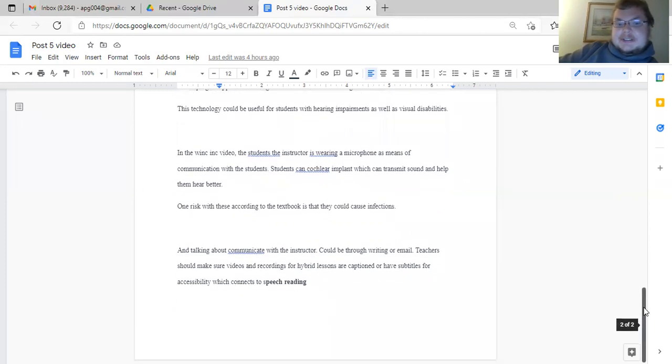A strategy the textbook recommends is speech reading, which is pretty much lip reading. Students pay attention to how someone talks, how they're using their mouth, how their face is moving. So they pay attention to the words someone else is saying through watching how their lips, mouth, and face move. So that's speech reading.